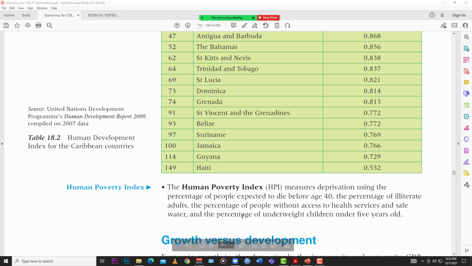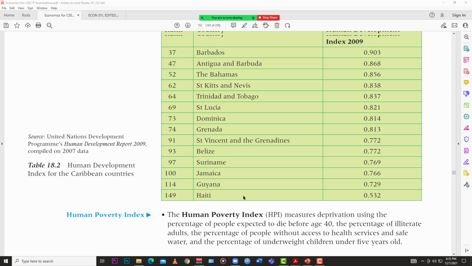Then we have the HPI, or the Human Poverty Index, and that measures deprivation using things like, what are you lacking? Do you have access to certain health facilities? What is your death rate? What life expectancy? Those kinds of things, right? So that's the HPI and that's the HDI.